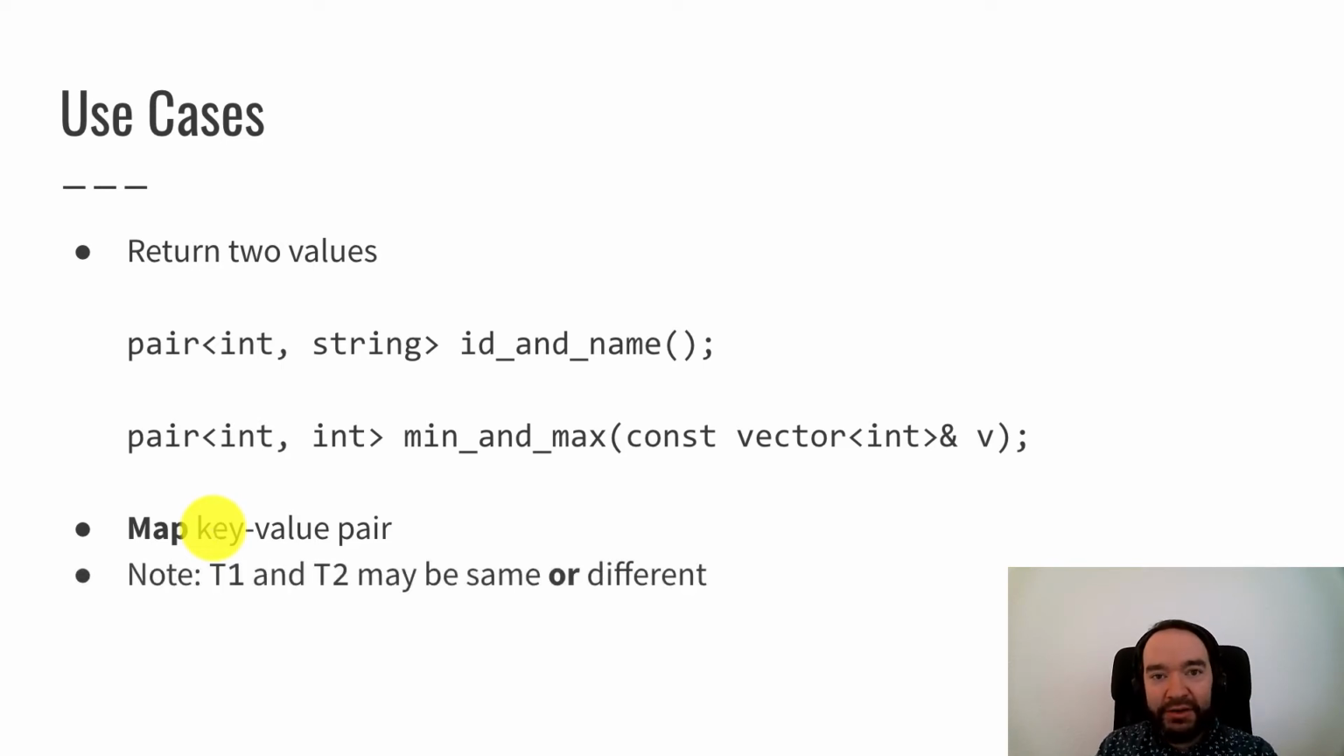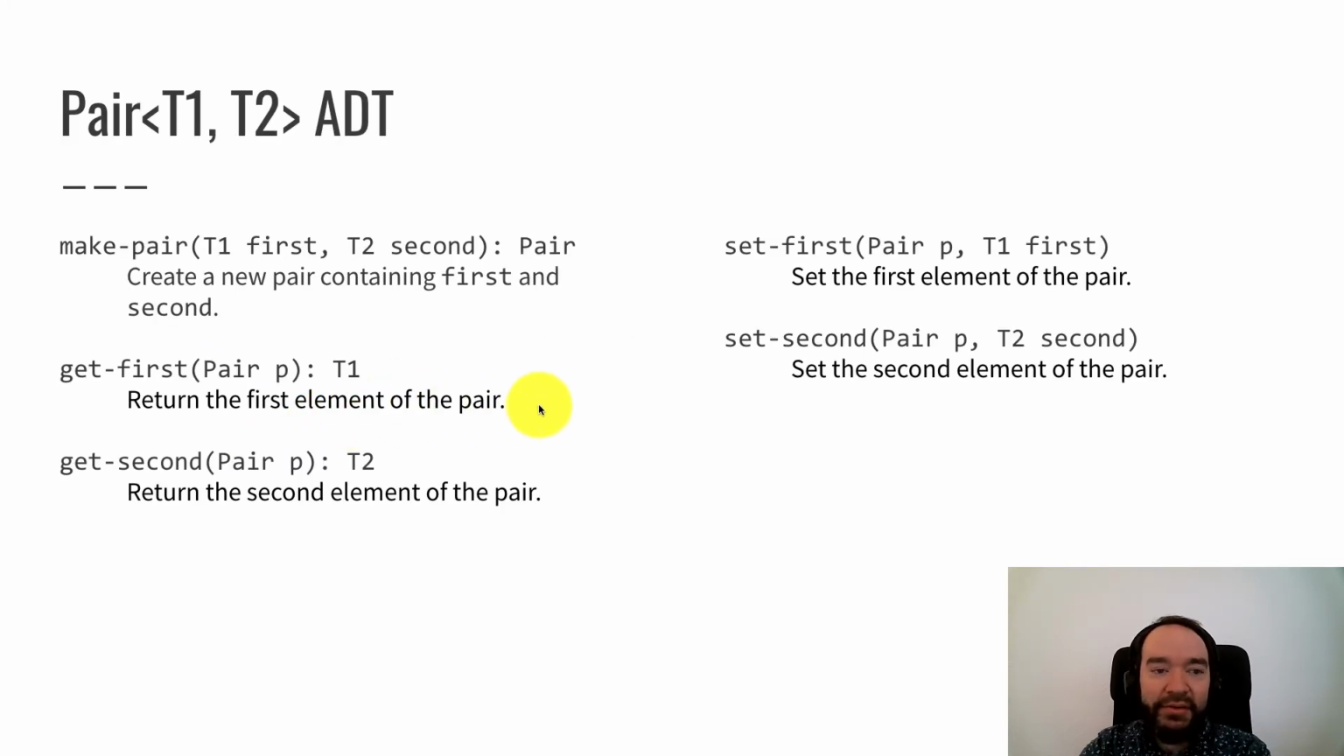But a major reason we're introducing this now is so that you're familiar with the concept of a pair when we get to maps. And again, I just want to emphasize that the two data types for the first and second element can be the same or they can be different. I gave you an example where the first data element is an int and the second one is a string, and I gave you another example where they both happen to be ints. Both are allowed.